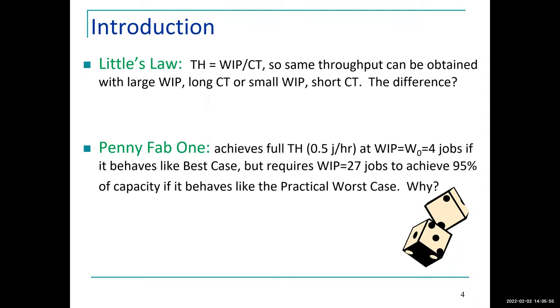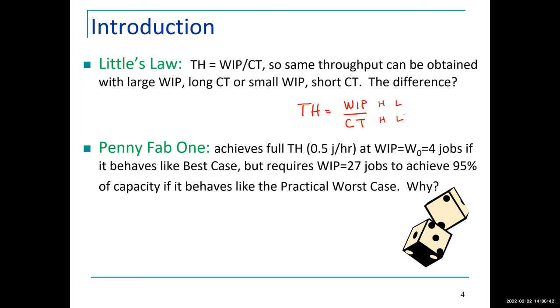If you look at the parameters of this equation, we can see that if both of these numbers are high, and both of these numbers are low, we can get the same throughput as a measurement, right? Low, high, a division is a division, right? So we can find the same throughput. That's what the statement is saying. The same throughput can be obtained with a large work in process or a small work in process with short cycle time.